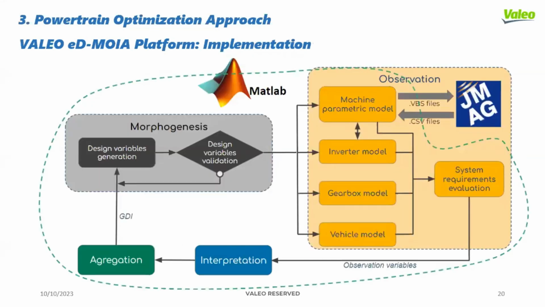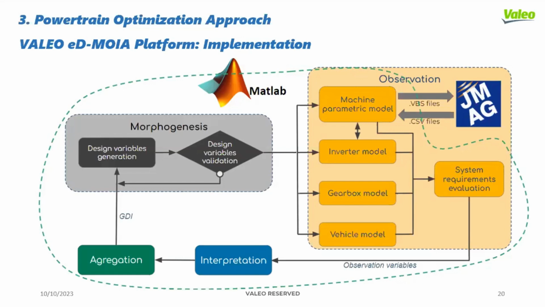So here is the implementation that we have. What I did, I had a coupling between GMAG and MATLAB. Then we can imagine further how we can do things better, but this way, it's working quite well. The coupling via VBS files as an input to GMAG and CSV files from GMAG is working quite well. We are not facing any problems with this.